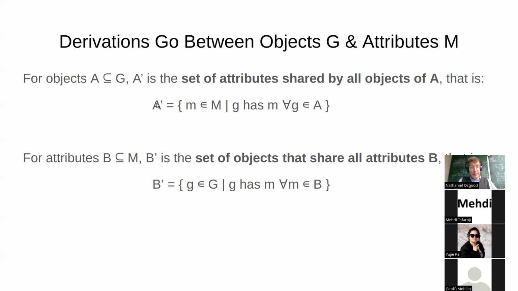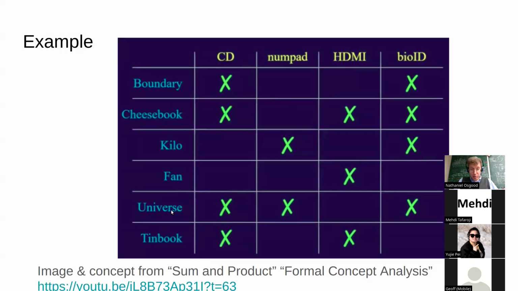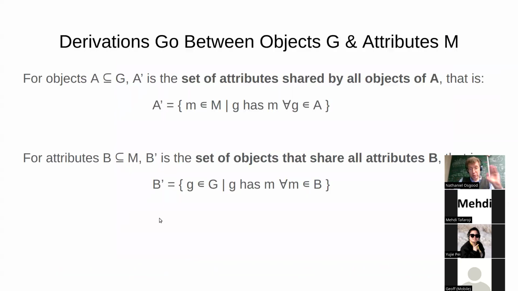Okay, so this is one derivation, it's called. Given objects, we can get attributes: all the attributes shared by each and every one of those objects.